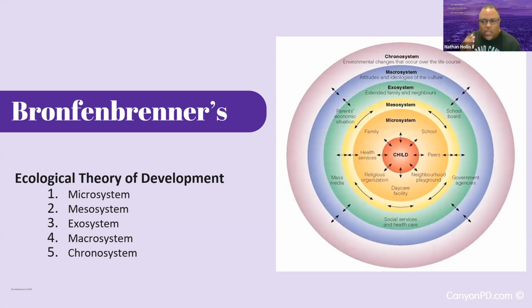Perhaps if you're from the Midwest, you have a different macro system. Or if you were a part of a certain political association growing up and politics was a big part of family discussion, then that can form your macro system attitude or ideology. It varies. The last system is the chronos system. And this is more about environmental changes that occur over the course of one's life. Now, I want to say this. A part of your chronos system can be something that takes place at a certain point in time, but it influences you over a lifetime.